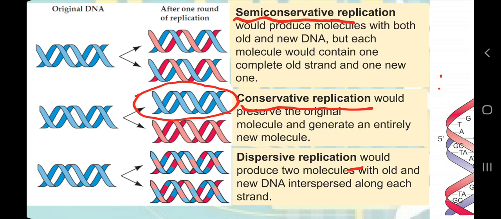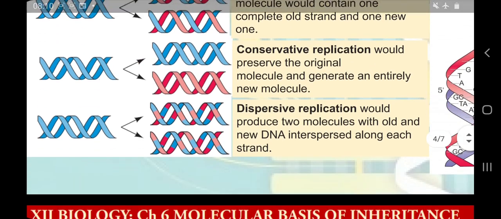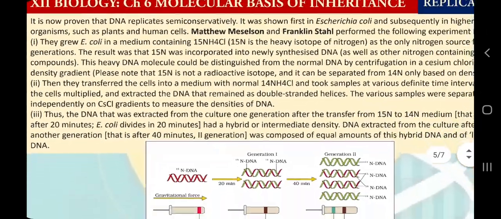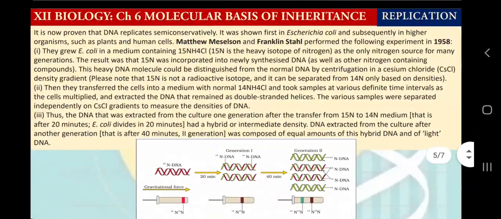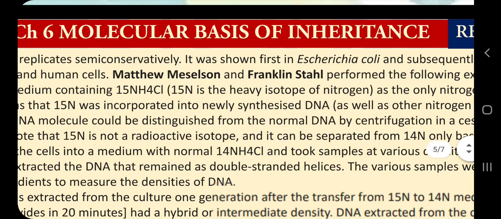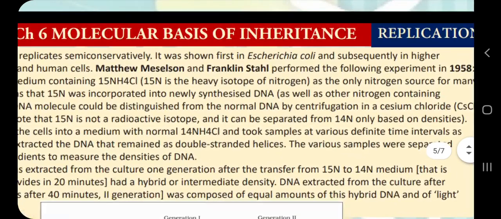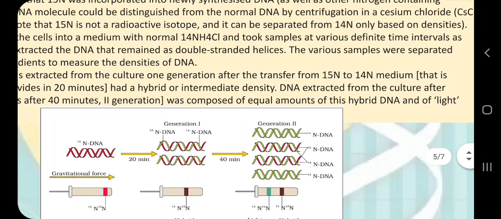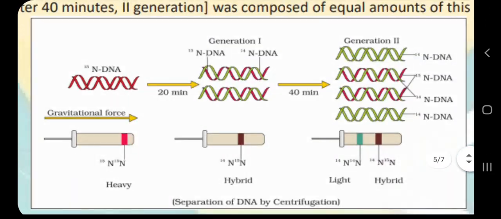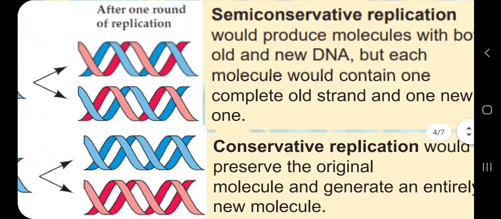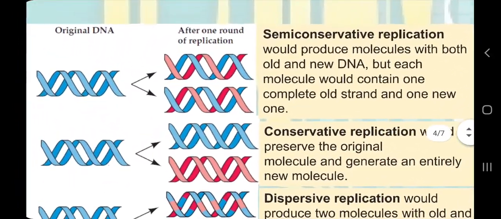And in dispersive DNA replication, you can see clearly that there is no such thing as semi-conservative or conservative, it is a mixed type. So the experiment we are going to study shows how two scientists, Matthew Meselson and Franklin Stahl, simply Meselson and Stahl, in 1958 conducted one experiment and proved that the semi-conservative mode, the first one, is the mechanism of DNA replication.